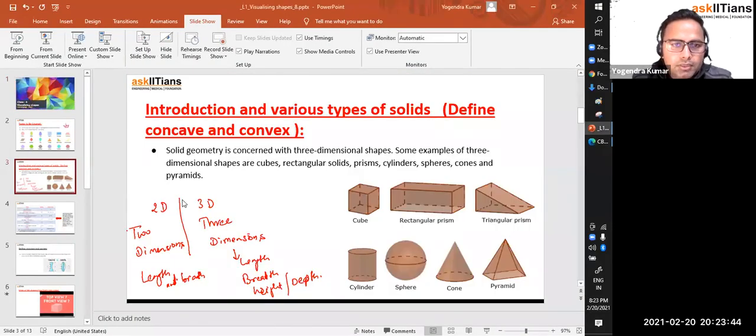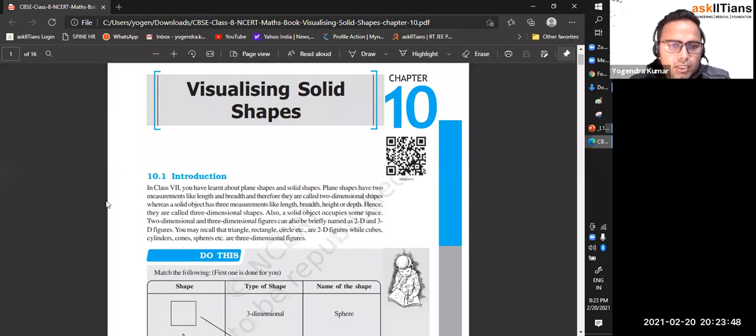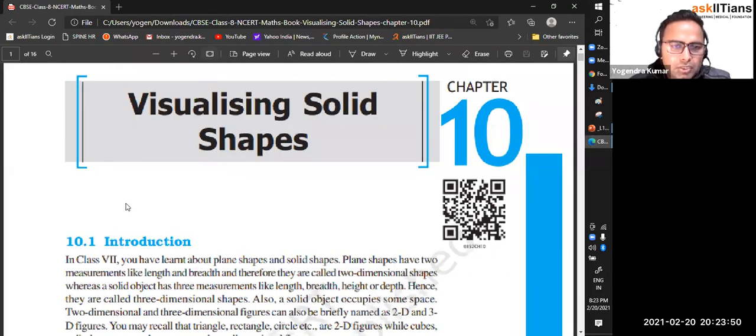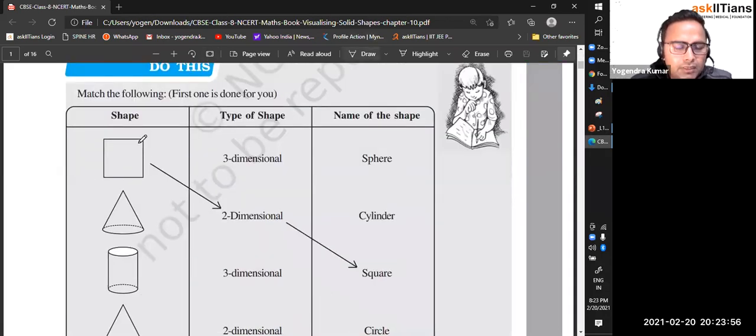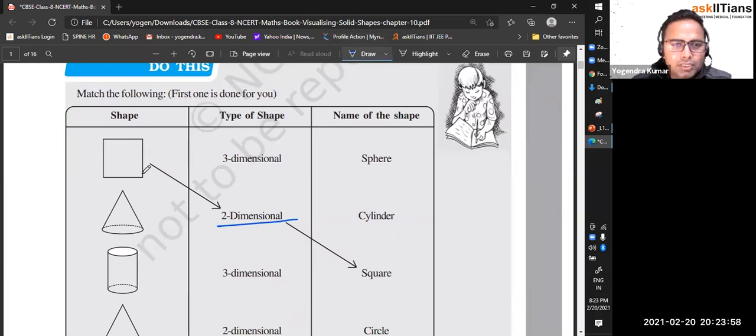Okay, let me show you this. So this is your chapter in NCERT. Like this square shape, that is 2D. Why is it 2D? Clearly, because only length and width are there, right? There is no height or depth. So this is a 2D shape. A plane shape, which we can draw on the paper like that.